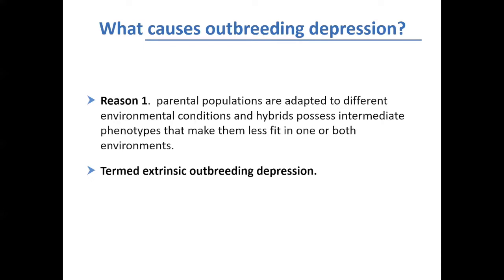So what actually causes outbreeding depression? There are two main reasons. The first is that parental populations are adapted to different environmental conditions, and hybrids possess intermediate phenotypes that make them less fit in one or both environments. This phenomenon is termed extrinsic outbreeding depression.